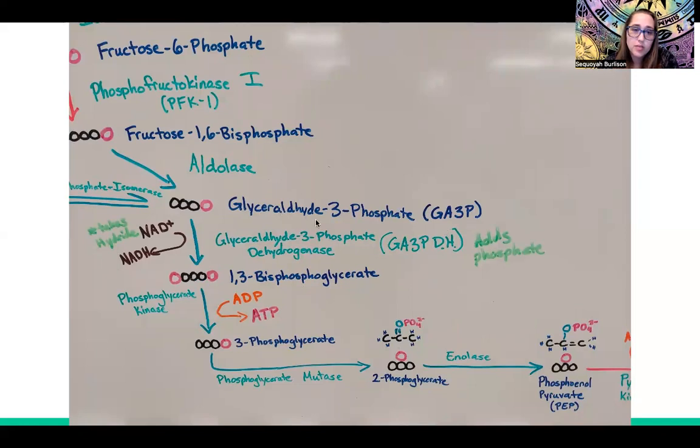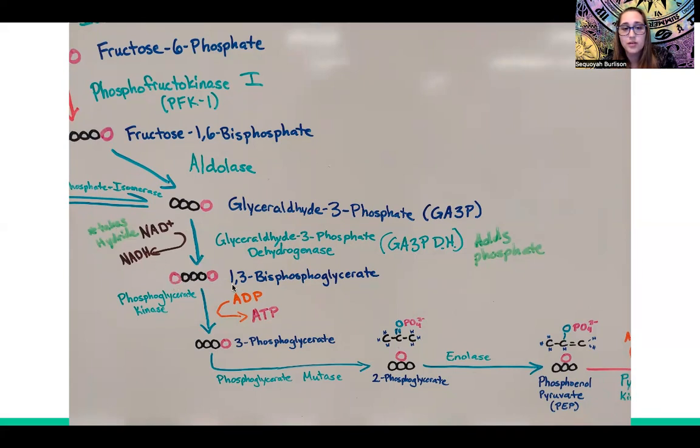So from GA3P, we use our GA3PDH, the dehydrogenase. In the reversible reaction, we use NAD plus to create NADH, taking a hydride. What is a hydride again? A hydride is a hydrogen proton with 2 electrons. So essentially a negative ion of hydrogen. So the GA3PDH adds a phosphate while we lose a hydride to make room for that phosphate.